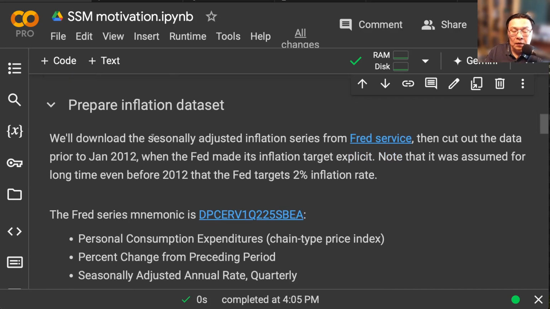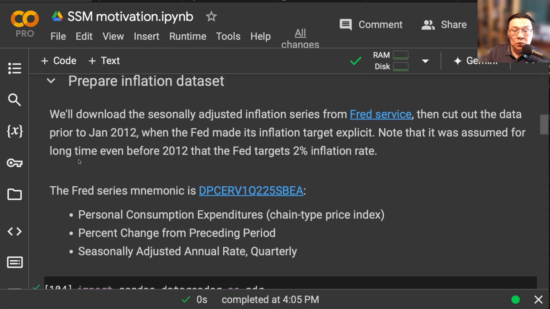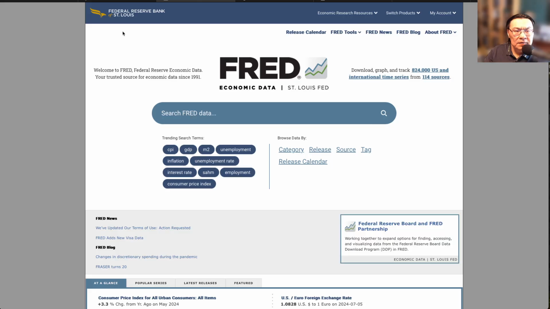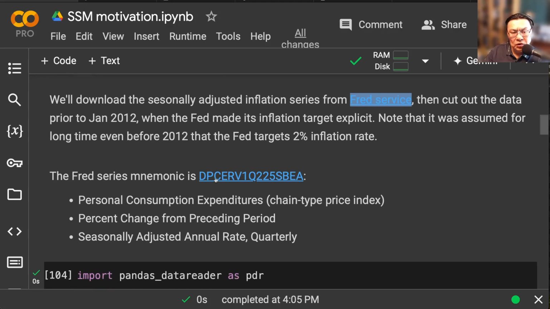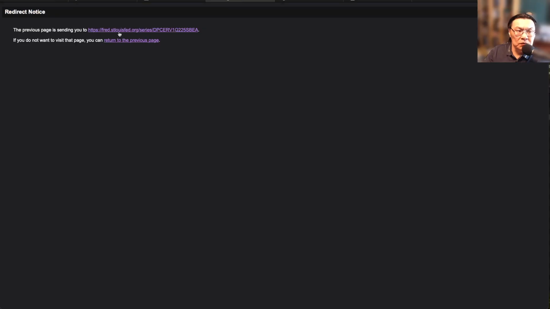So before we go and implement the equations and Kalman filter and others in Python, let us prepare the data. So we are going to download the data from the FRED service, right? So it's the St. Louis Federal Reserve's service, right? So we will get the data from here, and we will get the series which is called DPC. Well, it's a long mnemonic, but it will be in the notebook. You can easily find it yourself, right?